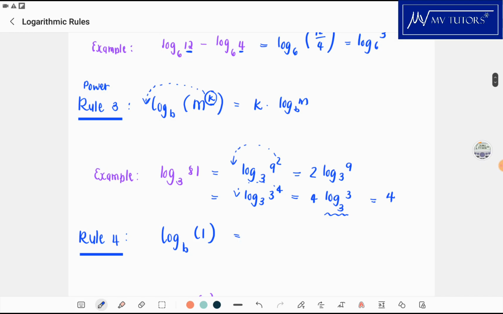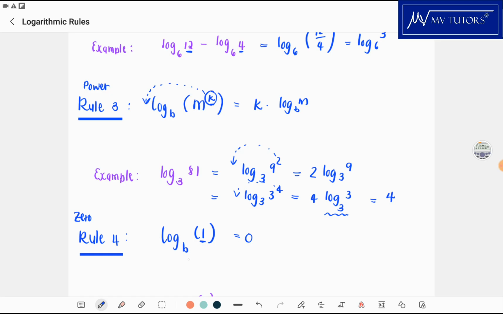Okay, now rule number 4. Rule number 4 is basically called the zero rule, and you'll find out why I'm saying it's the zero rule. So basically, the logarithm of 1, yeah, so you have a logarithm, because this is log 1 base b, right? So the logarithm of 1 to any base, that will be equal to 0. Okay, the logarithm of 1 to any base is equal to 0.